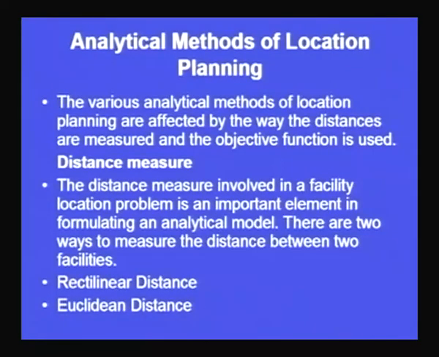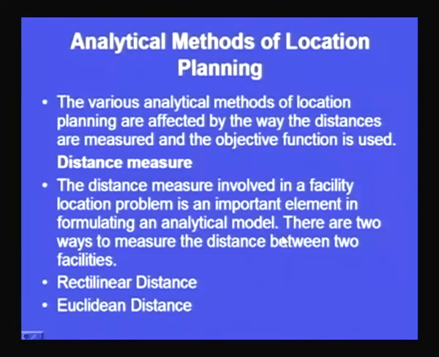So, today we will see the two different methods of measuring the distance. These are the rectilinear distance and the Euclidean distance. So, the distance measure can be accomplished in these two ways, rectilinear and Euclidean. The distance measure involved in a facility location problem is an important element in formulating an analytical model, which I have already told.